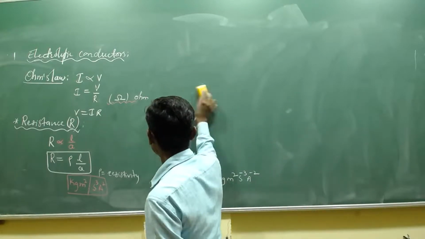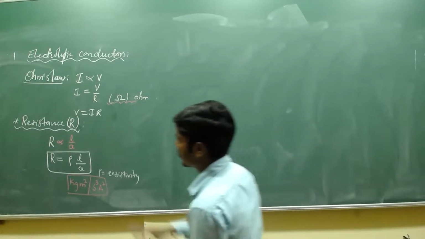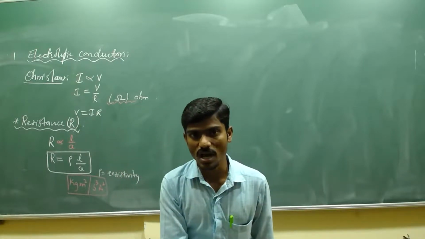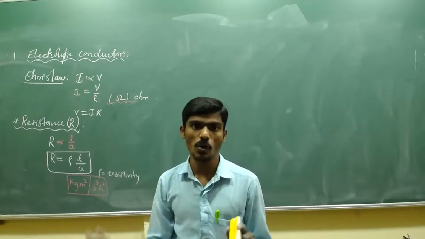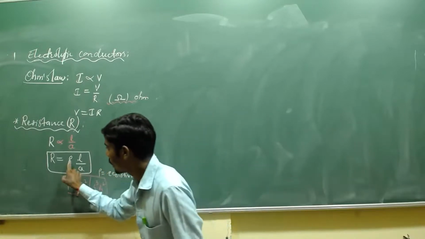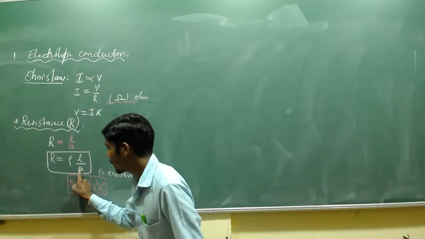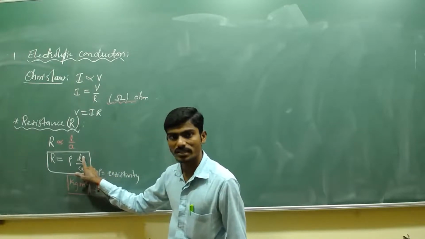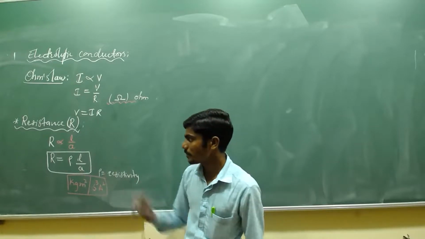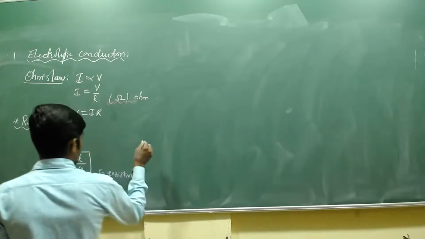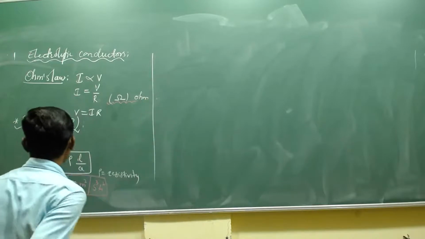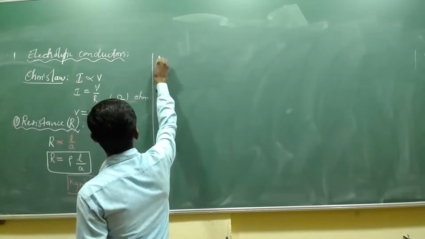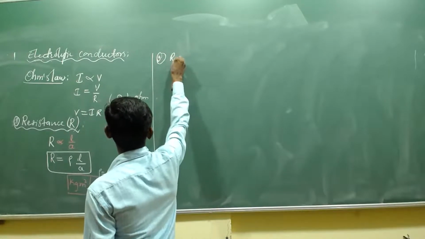Now this is about resistance. Resistance is the obstruction, or opposition, to the flow of current, and it is given by rho into L by A, where rho is resistivity, L is the length of the conductor, and A is the area of cross section. This is the first term, resistance. The second term is resistivity.